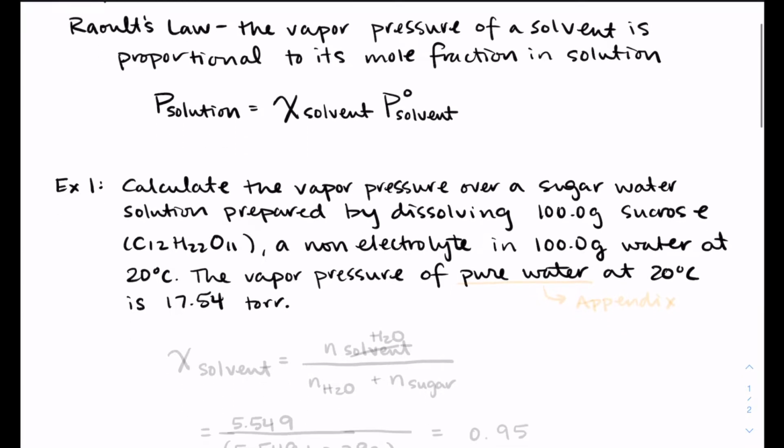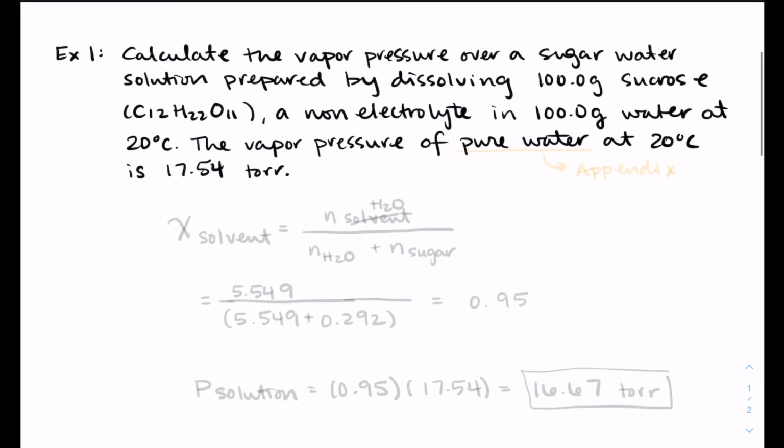Okay, let's look at this with an example. We are going to calculate the vapor pressure over a sugar water solution prepared by dissolving 100 grams of sucrose, which is a non-electrolyte, in 100 grams of water at 20 degrees. The vapor pressure of pure water at 20 degrees Celsius is 17.54 torr. This should match what's listed in the appendix, which is a part of your equation sheet. There is a vapor pressure table for water in there. That's my pure vapor pressure of the solvent.